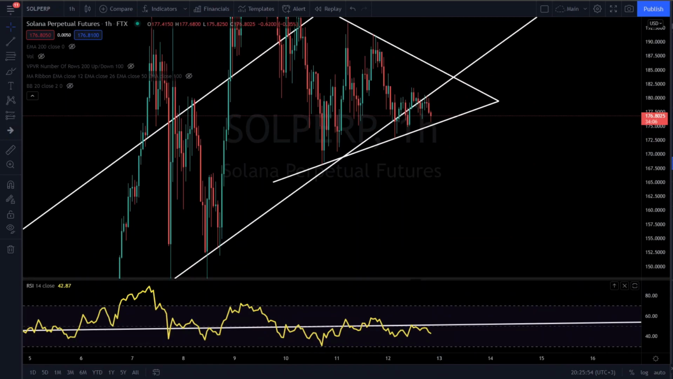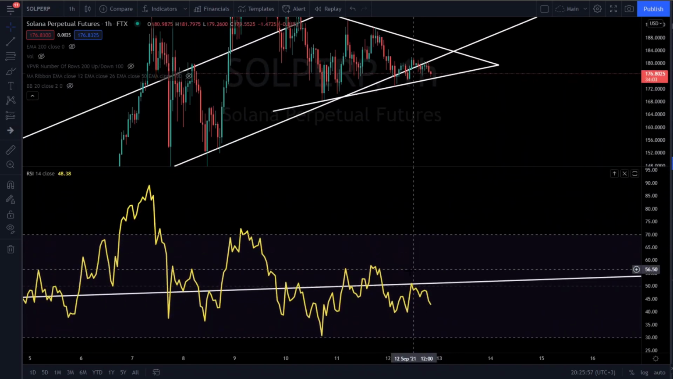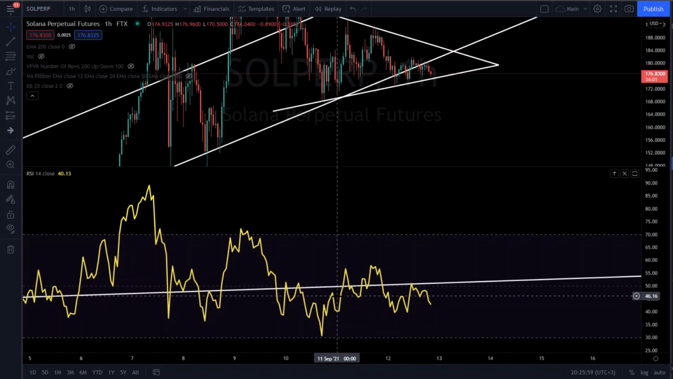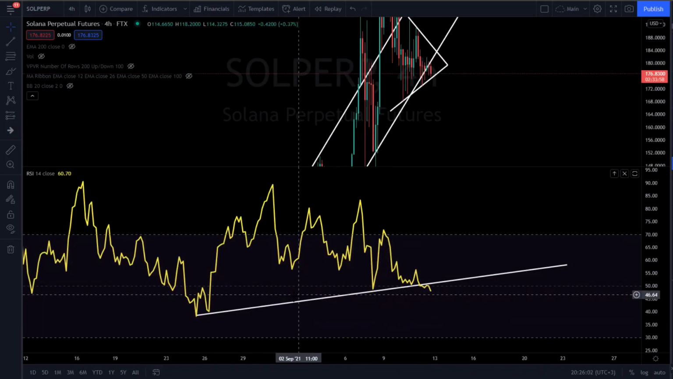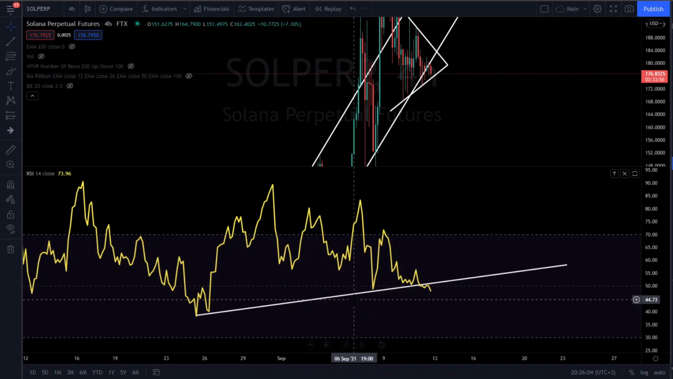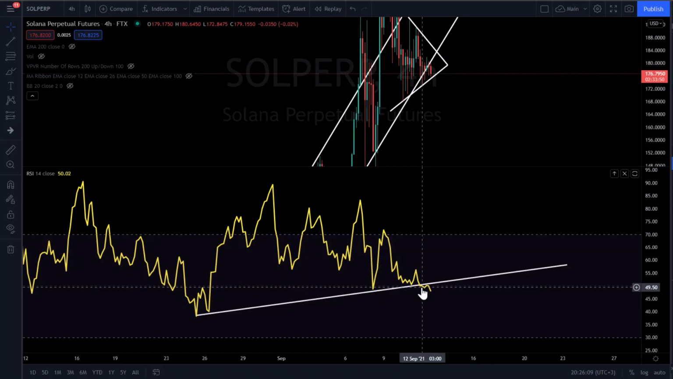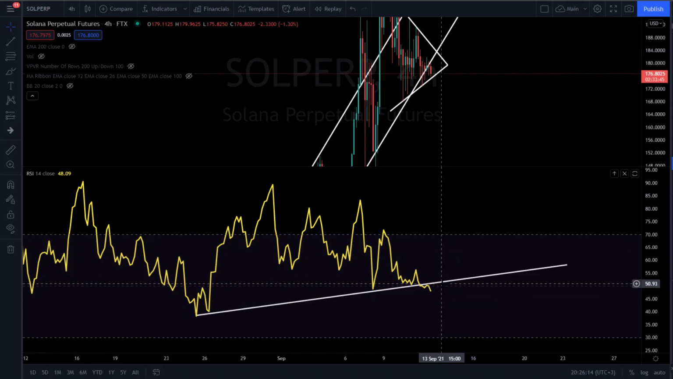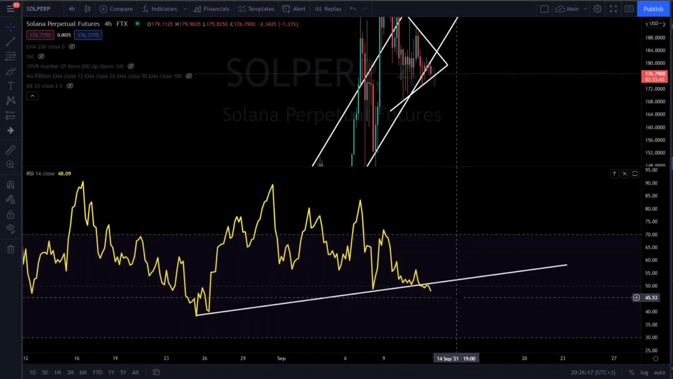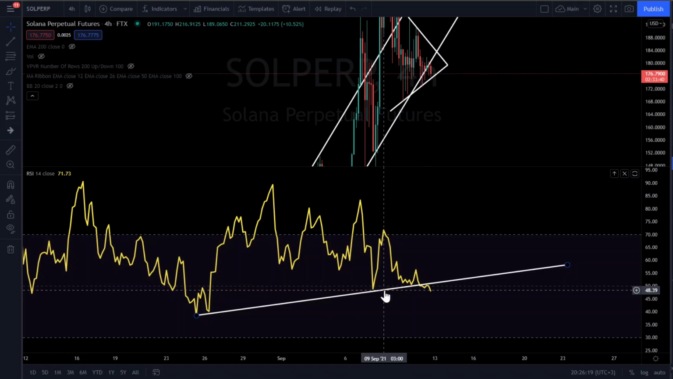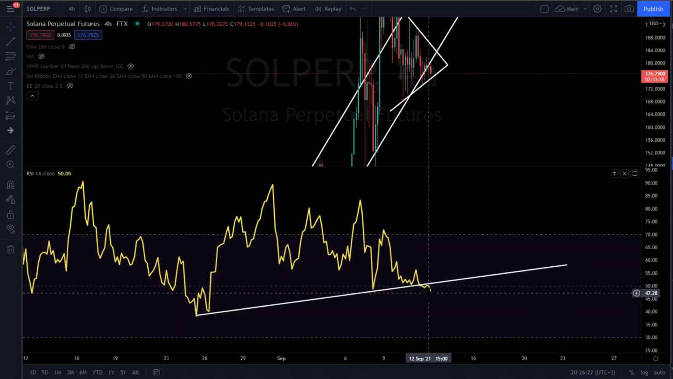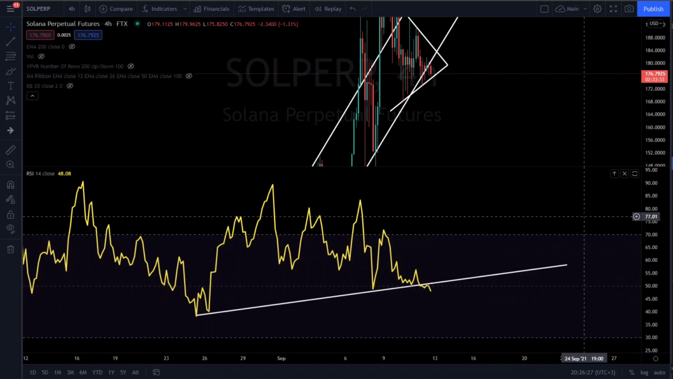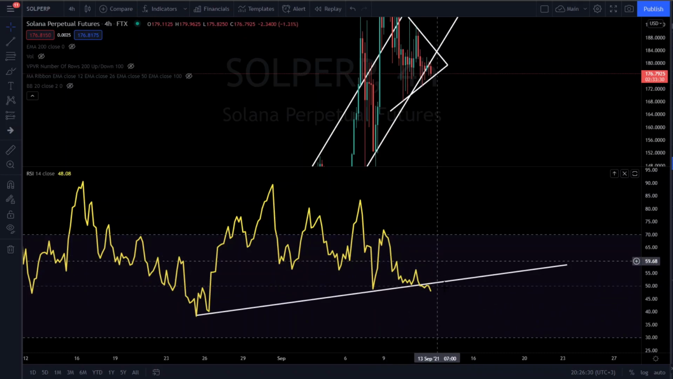And then reason number two, this looks much better on the 4 hour. So we have this trend line on the RSI on the 4 hour chart, and we broke under it. At the same time, we broke under this support line in the RSI, and at the same time we moved under the 50 line right here. So it's going to be hard to recover from this.